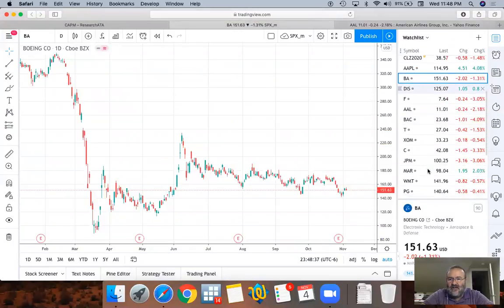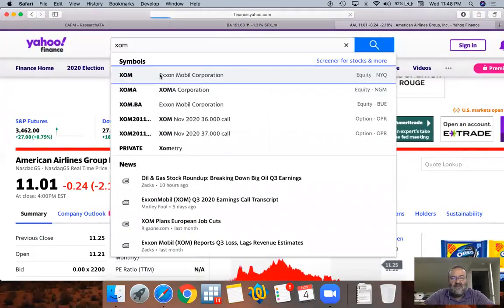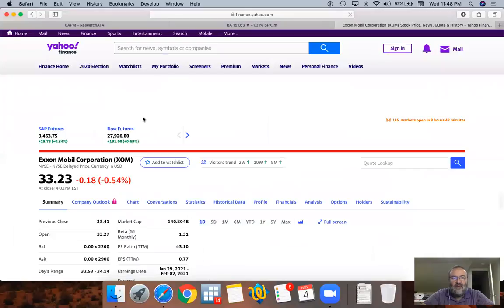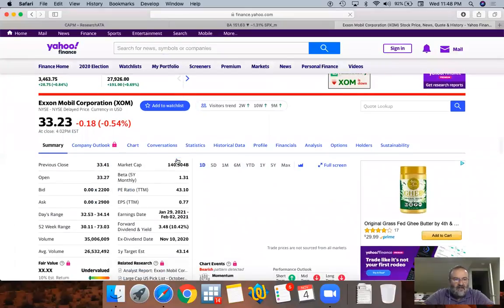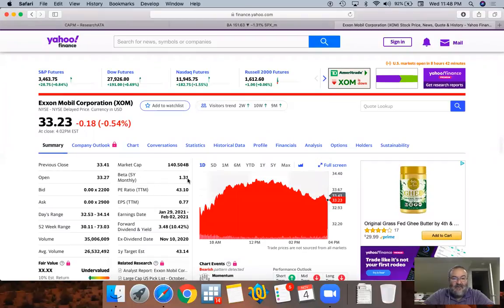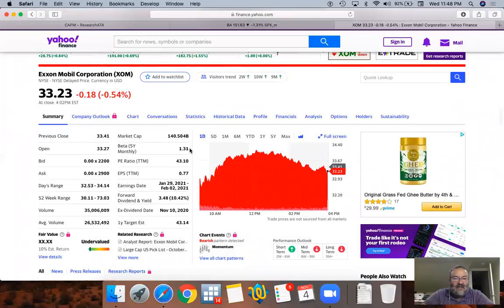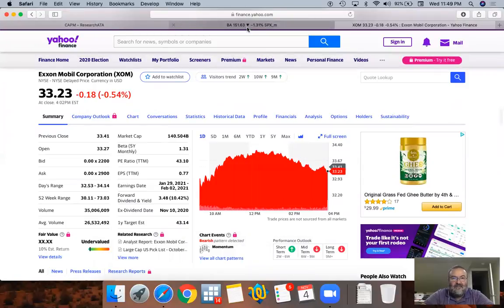So let's try to find a company that would be perhaps Exxon, that would have a little less market risk, simply because Exxon is more of an oil and commodity company. And again, I was wrong. So Exxon has a beta of 1.31. It's the same beta that we had for Disney. And so it is what it is.